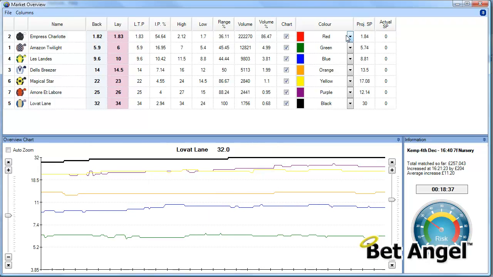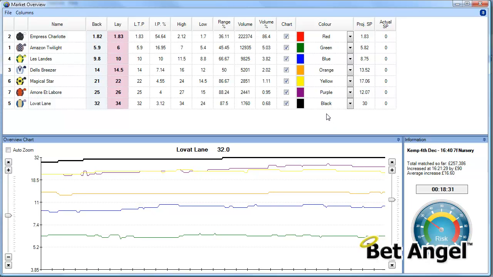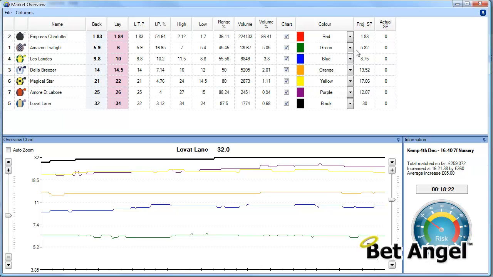So if you want to select whether to display something on the chart, you can deselect or select it from here. You can select its color and it will be displayed on the chart. And you've also got projected SPs on here if you want to use those, although it's dependent upon what you're attempting to achieve as to whether you want to use those.